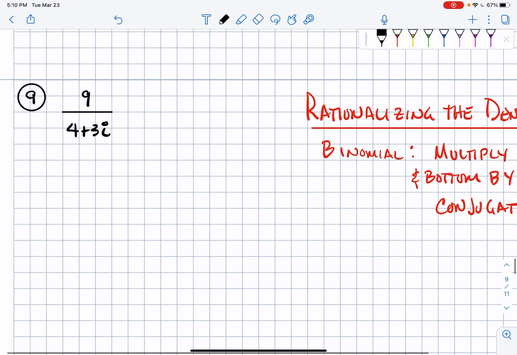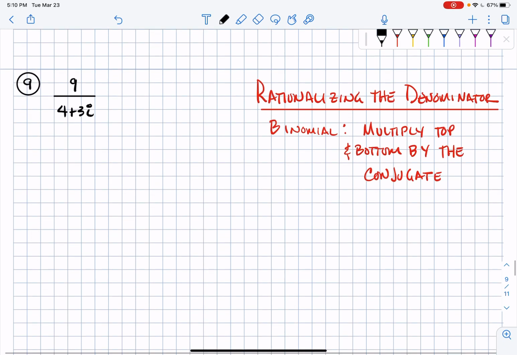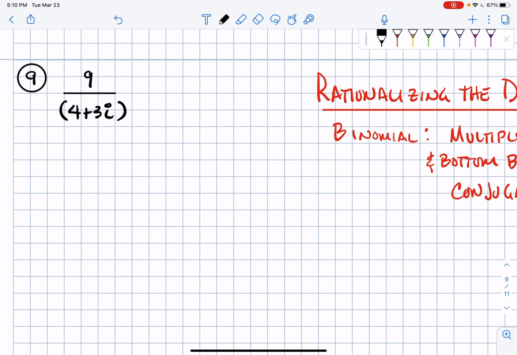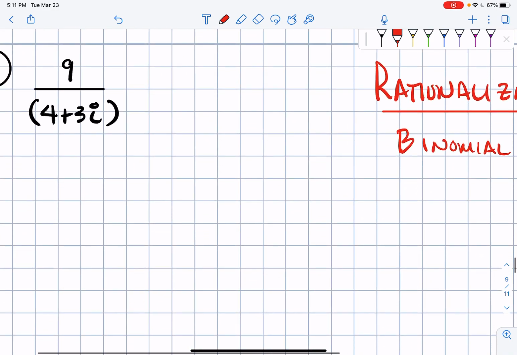On to number 9. Ooh, rationalize the denominator, but this is a binomial. Oh boy, binomial. Okay, so first of all, I like my parentheses around binomials. A binomial is a little bit different. If I only multiply by i, this is going to be 4i minus 3, which means the i is still there, so that's no good. What I actually have to multiply by is the conjugate, which is 4 minus 3i.